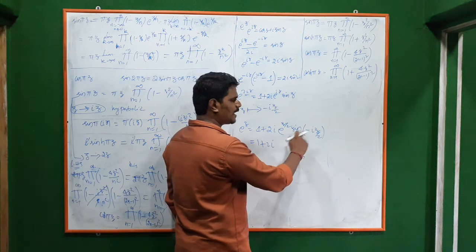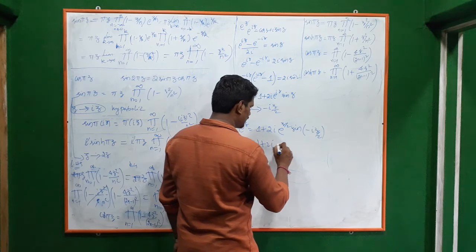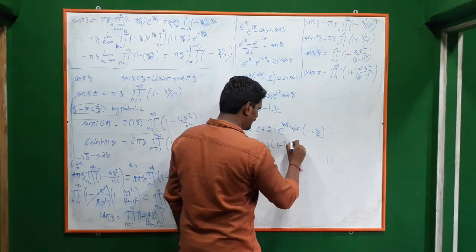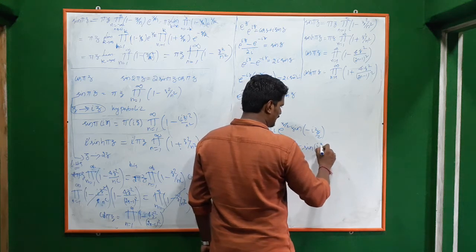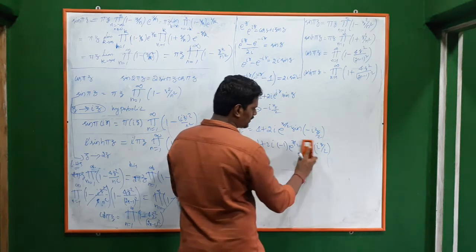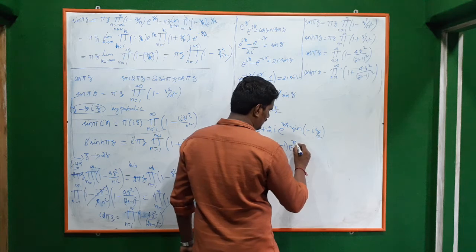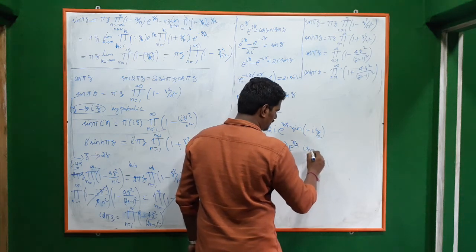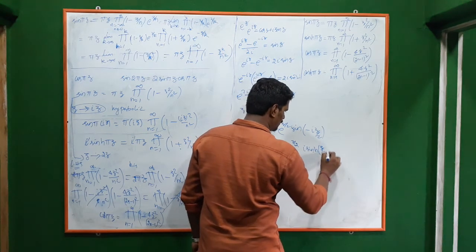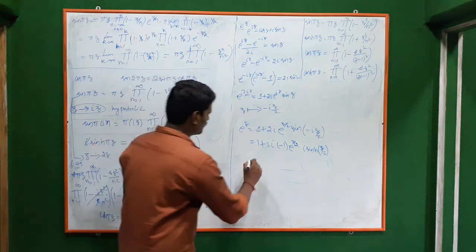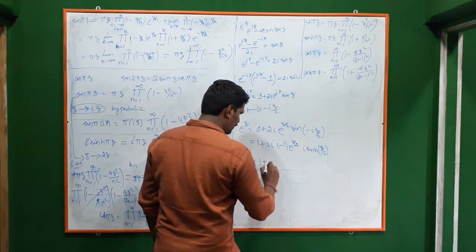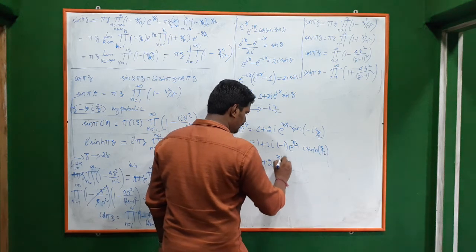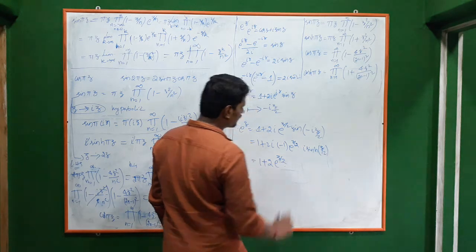Sine i z by 2 will be sine hyperbolic. So minus 1 will be outside, e power z by 2, and this will be sine i z by 2. So sine i z by 2 is i sine hyperbolic z by 2. So i into i, minus 1 will be gone. So this will be 1 plus 2 e power z by 2 and sine hyperbolic z.